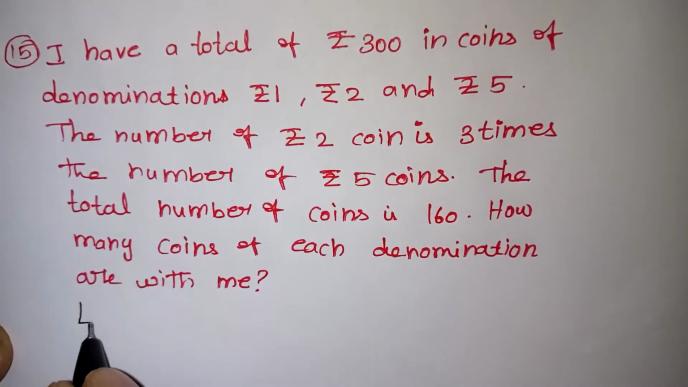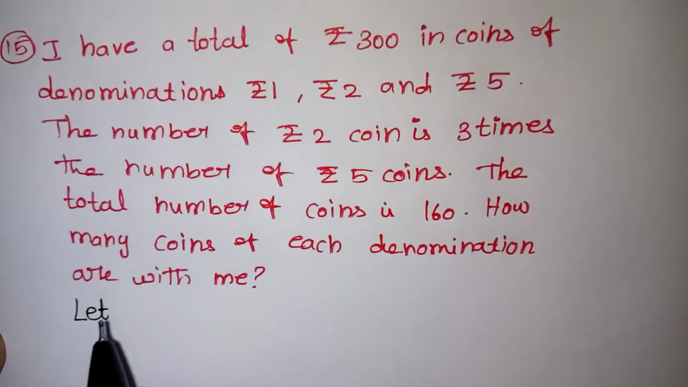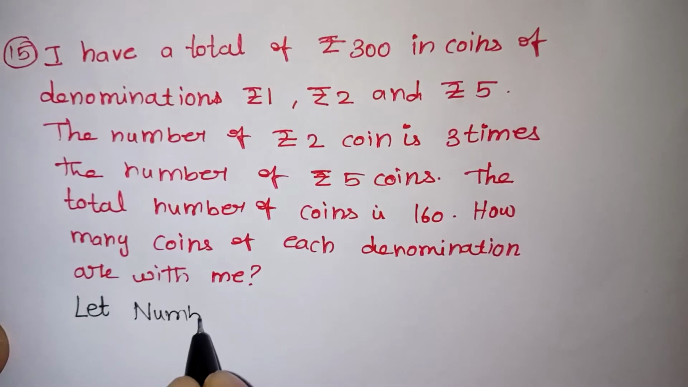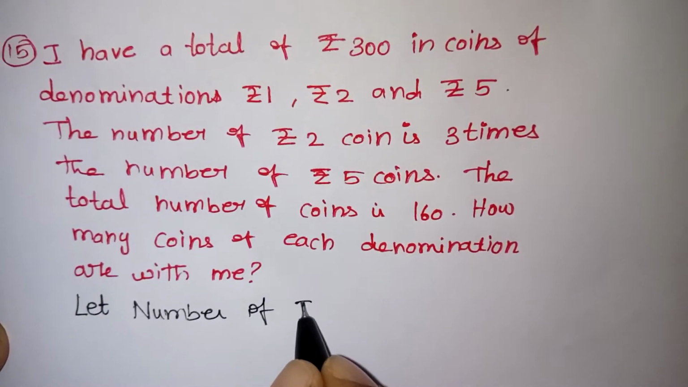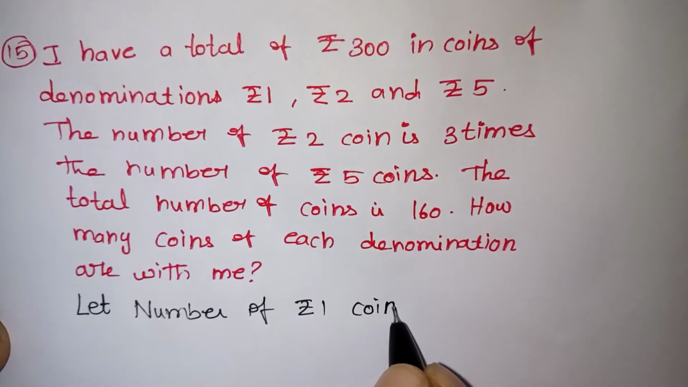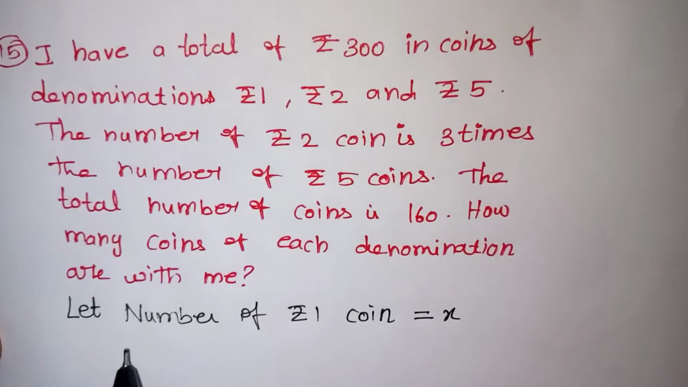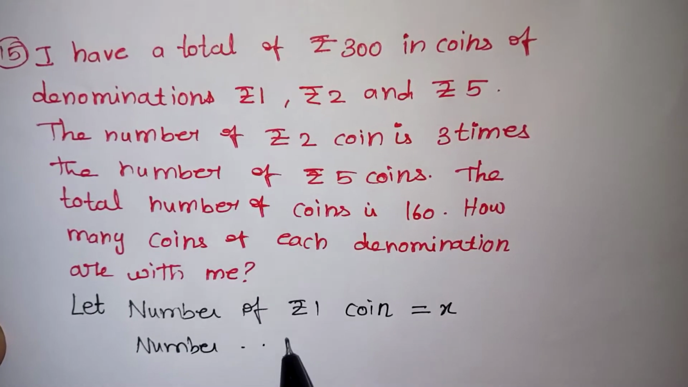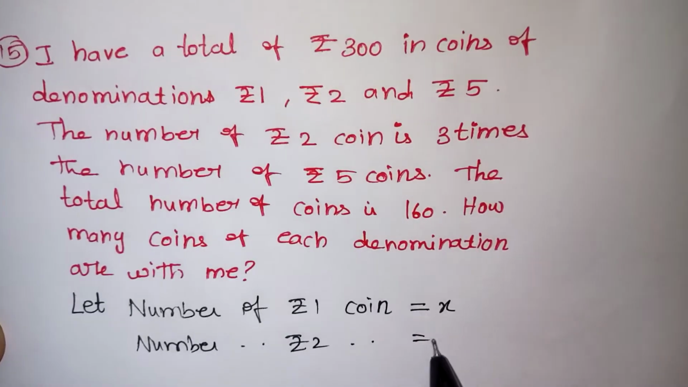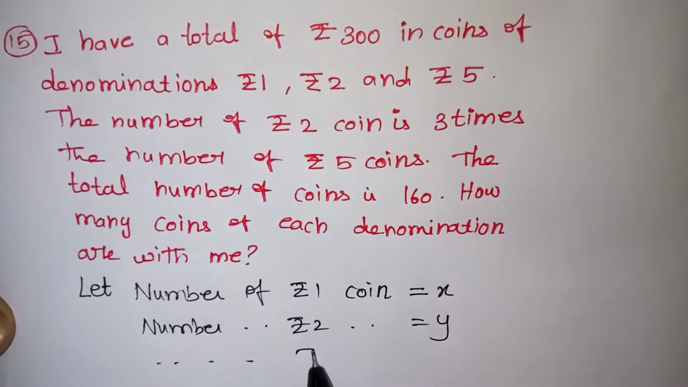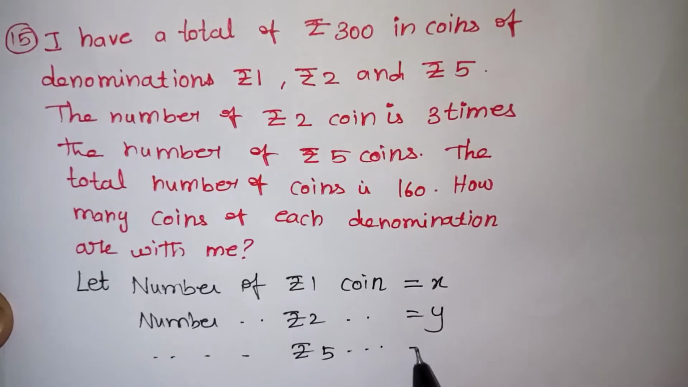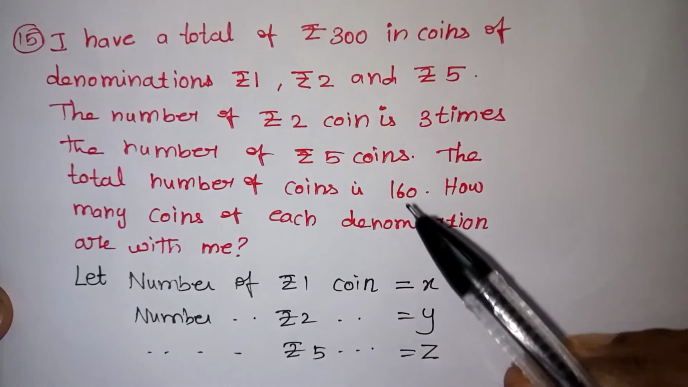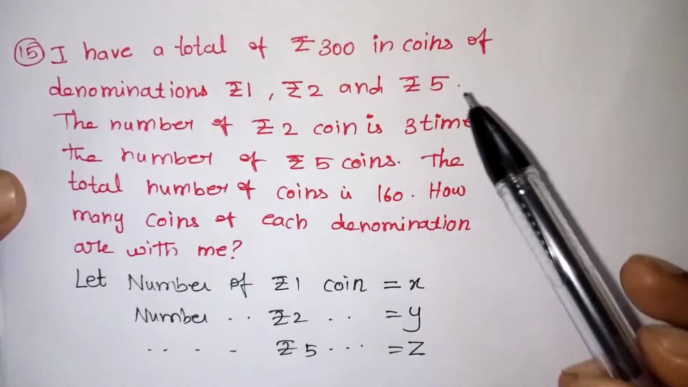So the same way we did in the 14th problem, we are going to consider. Let the number of 1 rupee coins be x, the number of 2 rupee coins be y, and the number of 5 rupee coins be z. So we have 3 variables here. We don't have any ratios, but the given question has a hint.